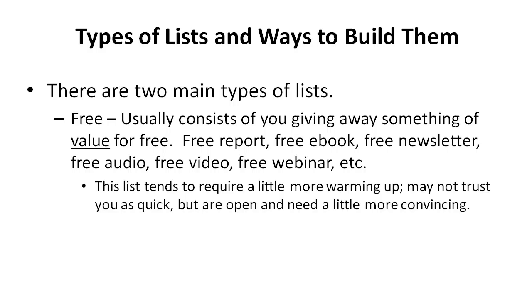Now, this type of list tends to require a little bit more warming up, meaning that they sign up onto your list and you have to warm them up, get to know them better, through your autoresponder, and you can do everything automated through your autoresponder system. Now, they may not trust you as quickly as they would the other list type, but they are open. They've already taken the initial step to sign up on your list, but they just need a little more convincing.